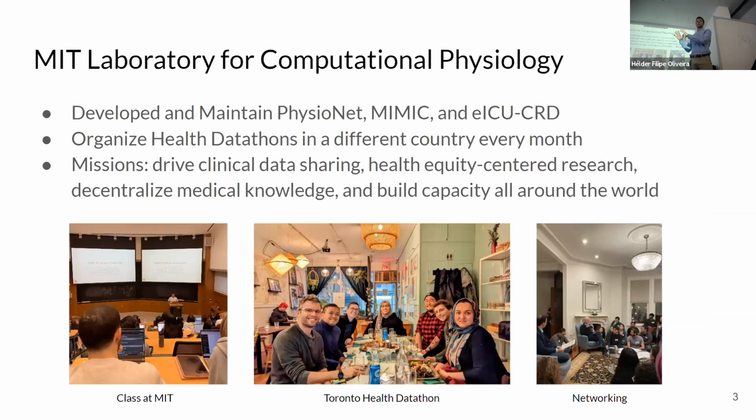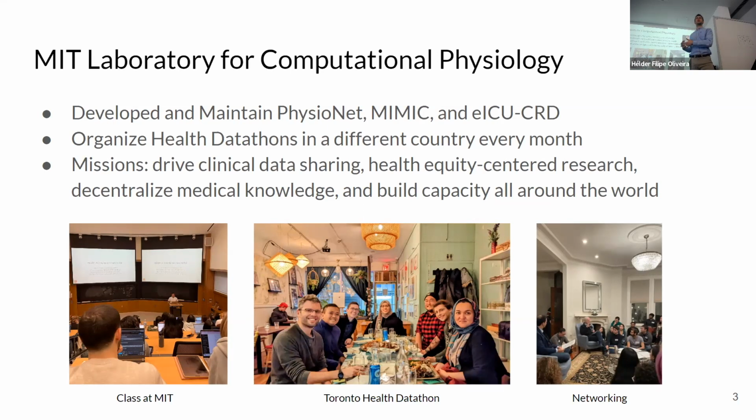Just to give you a short context on the laboratory I was in, they are the guys who developed and maintain VCMI, which is a clinical data sharing platform. They also created Mimic and the eICU, which are open, de-identified clinical health databases. And their missions are mainly driving clinical data sharing, democratizing their access, and also driving health equity research, so that people can find disparities in data and do this kind of clinical research. So they basically decentralize medical knowledge.